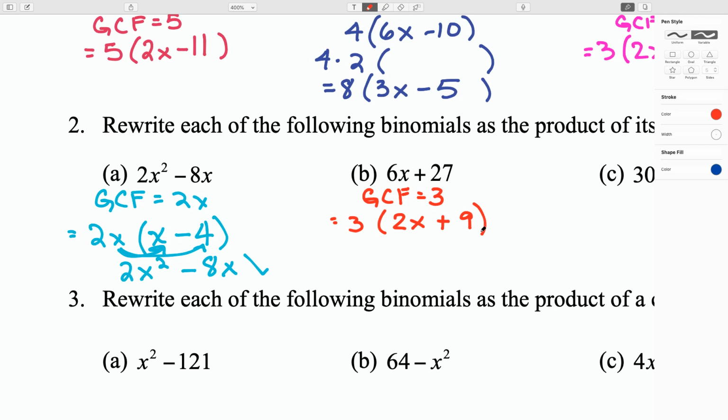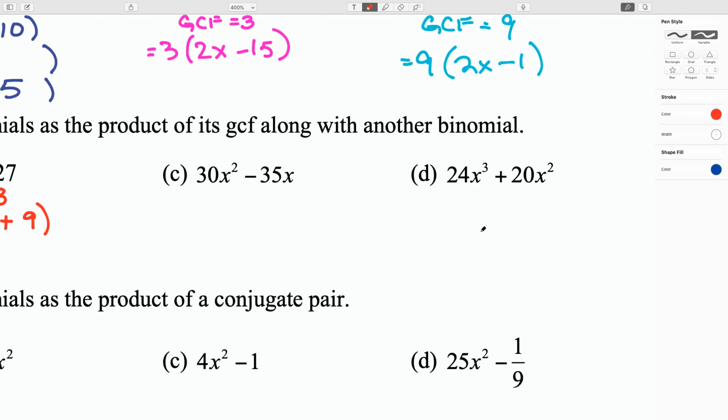So try C and D. See if you can do it on your own. And then I'll review it with you.